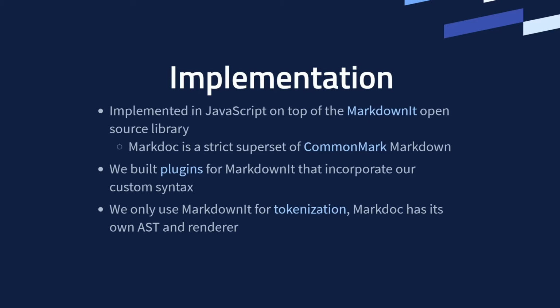So we built plugins for Markdown-it that incorporate all of our custom syntax. But we're only using Markdown-it for tokenization, which is the initial stage of the parsing process. We take the array of tokens that we get back from Markdown-it and we use that to build our Markdoc AST. Markdoc also has its own rendering architecture, which is very powerful. And one of the benefits of having our own rendering system is that we can output our content basically however we want. We get a lot of flexibility.